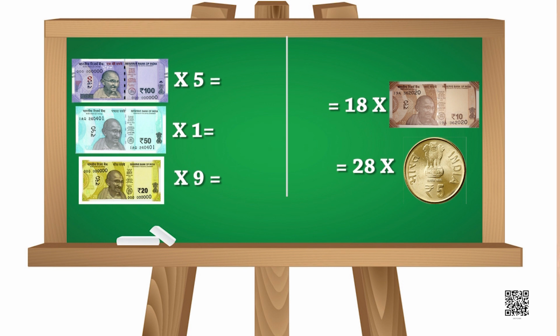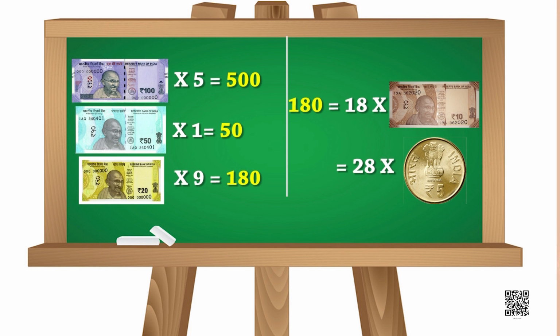Calculate them now. 100 into 5 gives me 500, 50 into 1 gives me 50, 20 into 9 gives me 180. So, 10 into 18 gives me 180. So, the last one is a coin, 5 rupee coin, which are 28 in number.